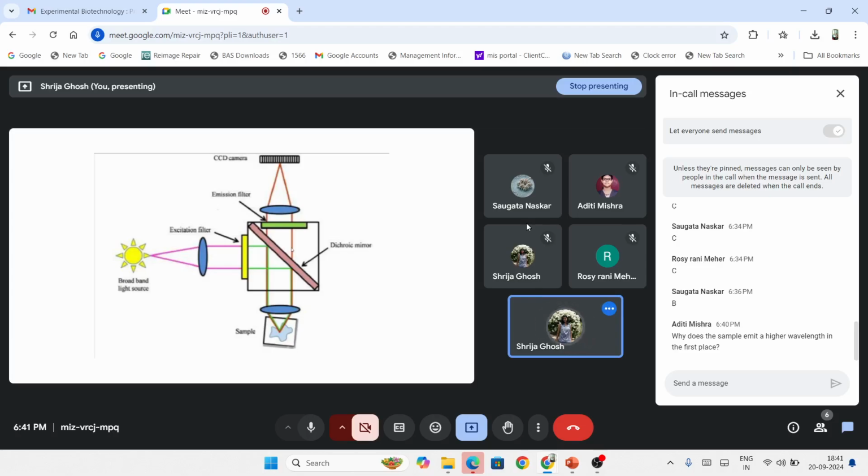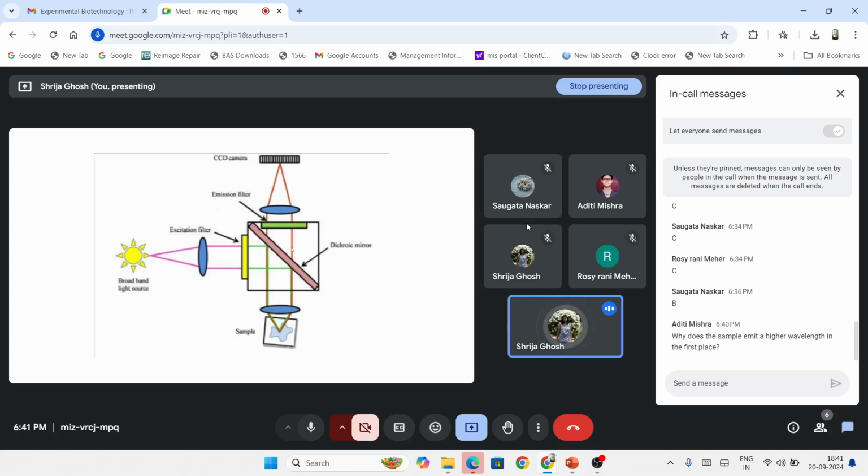I can't explain this in detail because it would be beyond the scope of the subject. But this is a property of fluorescence actually. When you excite a sample with a particular wavelength, depending on the fluorescence property that is there in the sample, it will emit light at a higher wavelength. It will get excited basically.